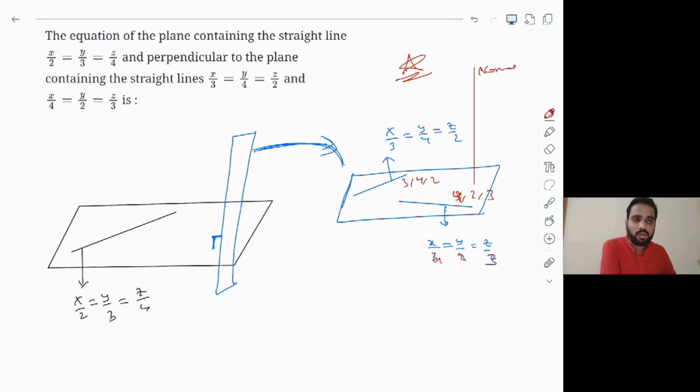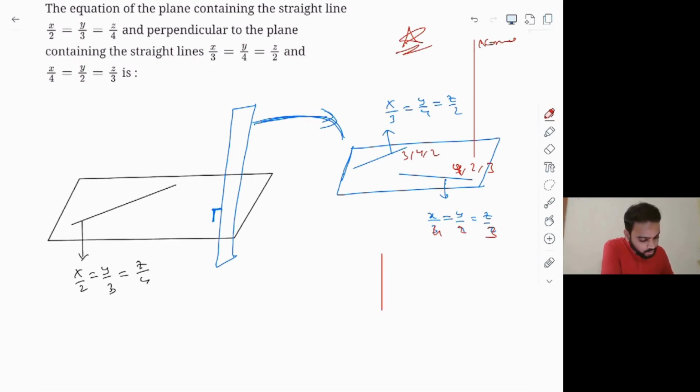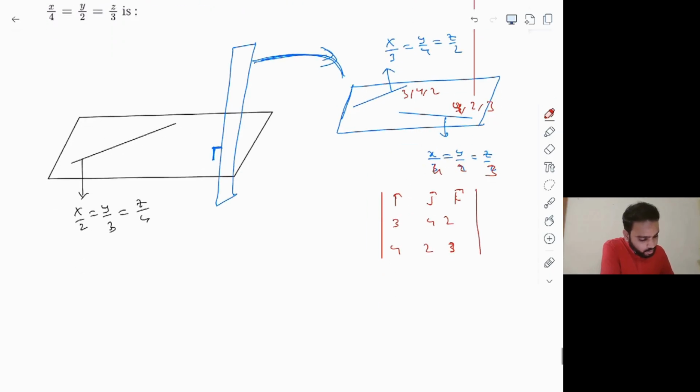Now, what is the idea to find out the drs of this normal line? You simply take the cross product, right? So let us do the calculation here. i cap, j cap, k cap. First line has the drs as 3, 4, 2. Second one has 4, 2, 3. So let's expand completely and check what we get. i cap multiplied by 12 minus 4, which is 8, minus j cap multiplied by 9 minus 8, which is 1, and plus k cap multiplied by 6 minus 16, which is minus 10. So the coefficients of i, j, k are 8, minus 1, and minus 10.